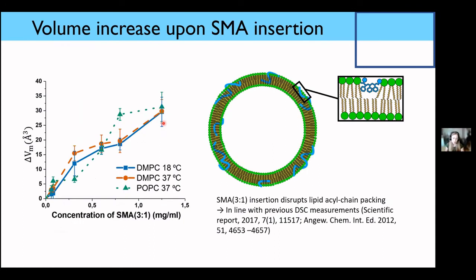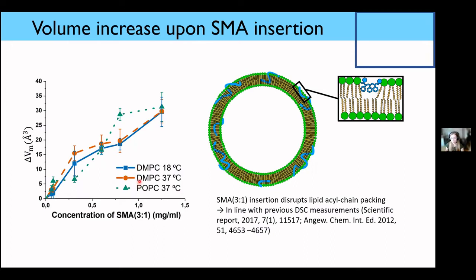So the model fits also revealed an increase in the lipid volumes with increasing SMA insertion. So this is an increase in the volume that the lipid tails occupy in the bilayer. And this increase is quite large, and it's quite similar for actually all the different systems. And it is comparable to the volume change that occurs upon a phase transition in the lipids.